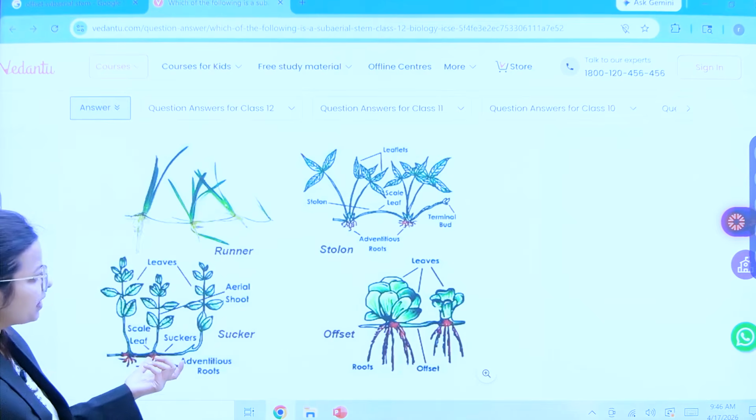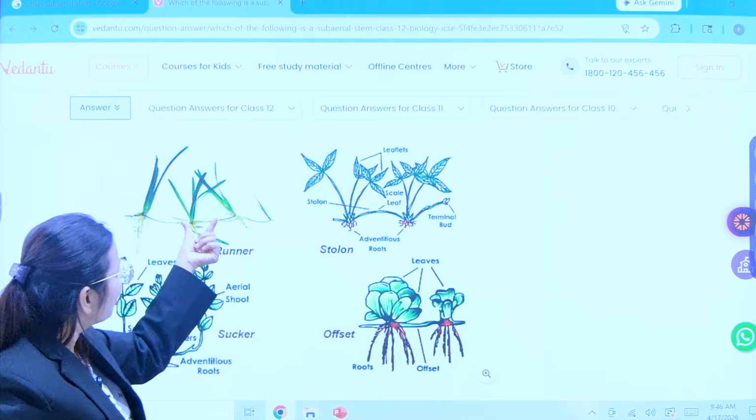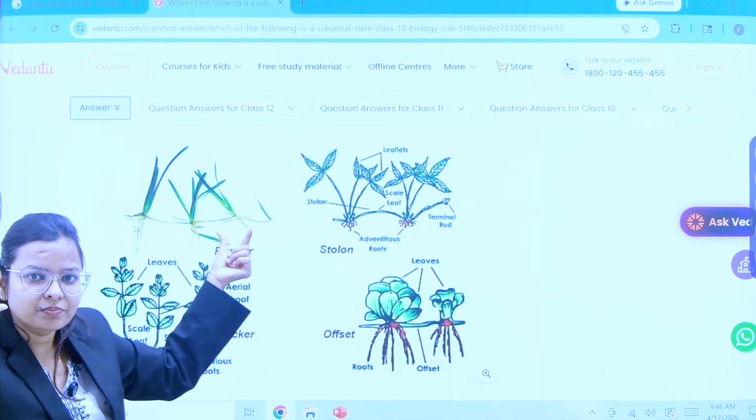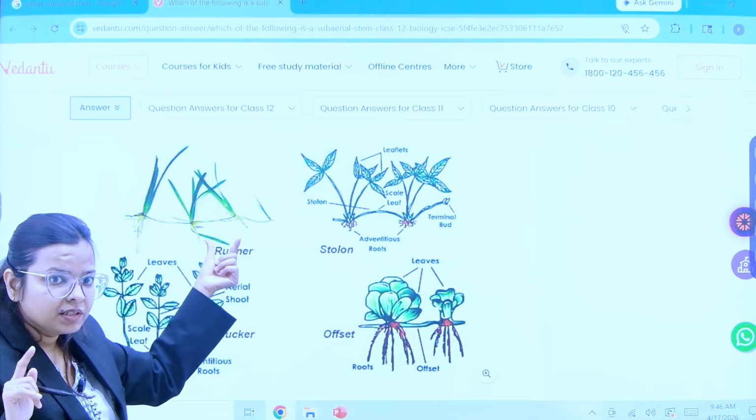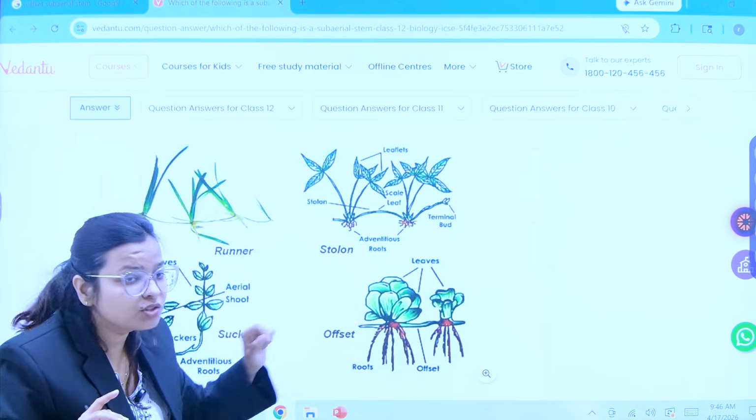Okay, if you look at this carefully, see the runner and offset. They are both the same. But what is the difference about thickness? If you are with me, please let me know. Okay, this is your runner, this is your stolon, and this is your offset.